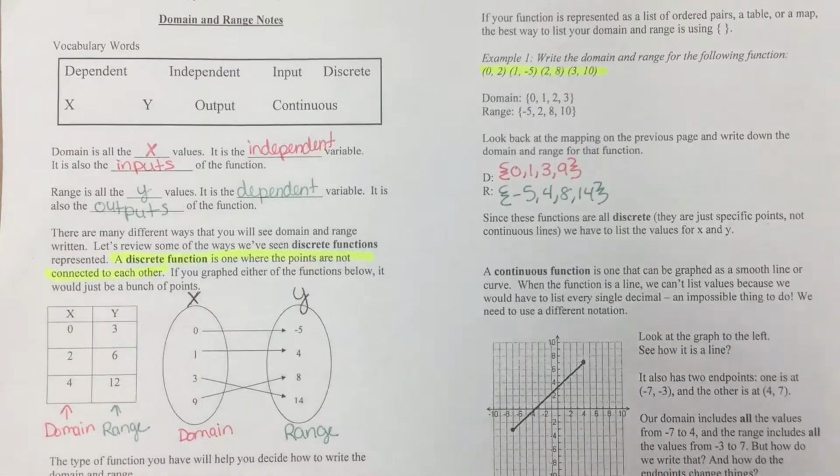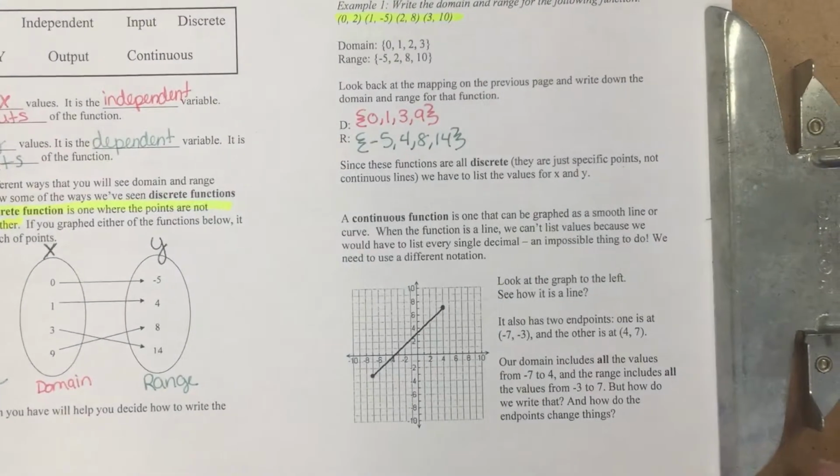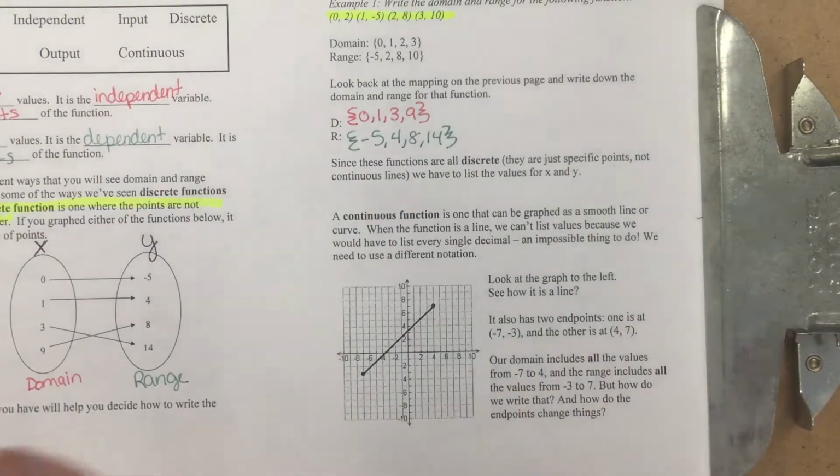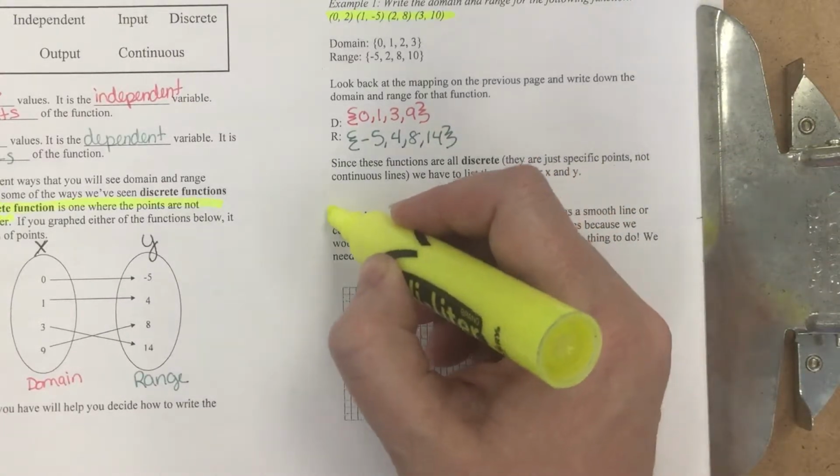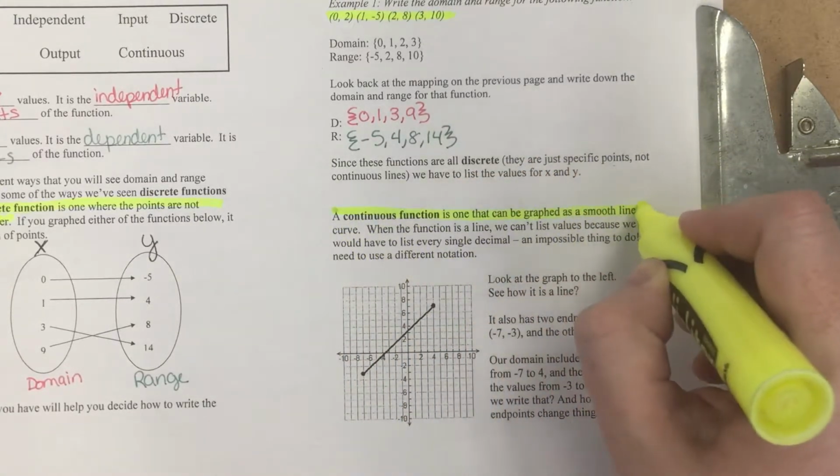For continuous functions, you got to do a little more work. You have to look at where the graph is. All right, so a continuous function is something that can be graphed as a smooth line or a curve.